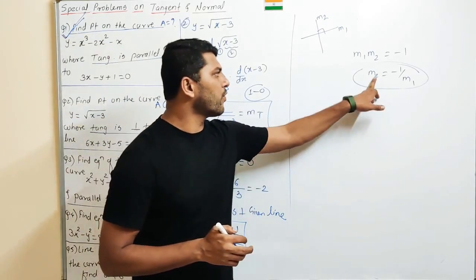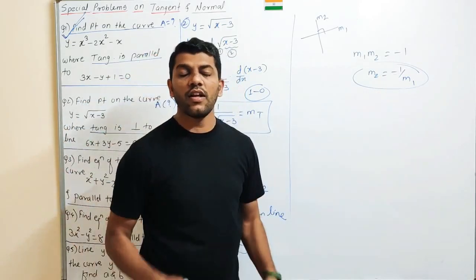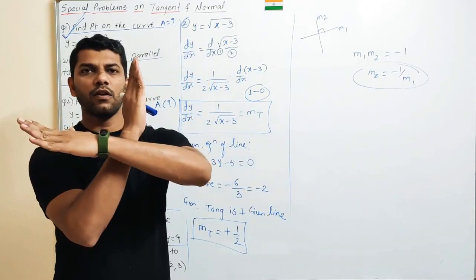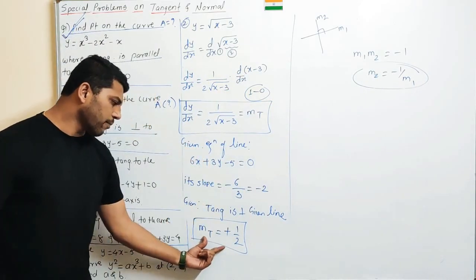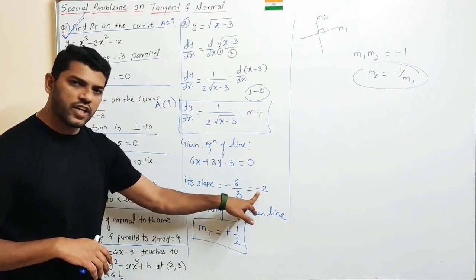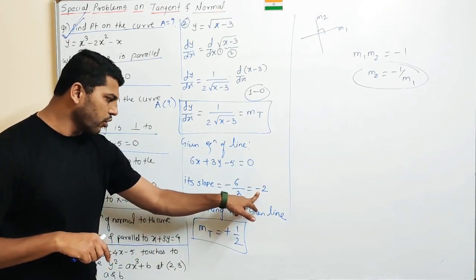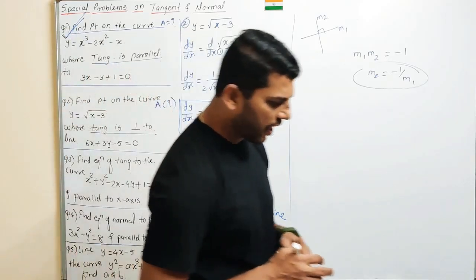So obtaining the slope of the tangent is very simple. The slope of the tangent is a negative reciprocal, because the concept is of two perpendicular lines. Here two lines are perpendicular, therefore the slope of the tangent is a negative reciprocal. If you put a negative, it becomes plus, and the reciprocal of 2 is 1 by 2. And friends, at the end we got the slope of the tangent.